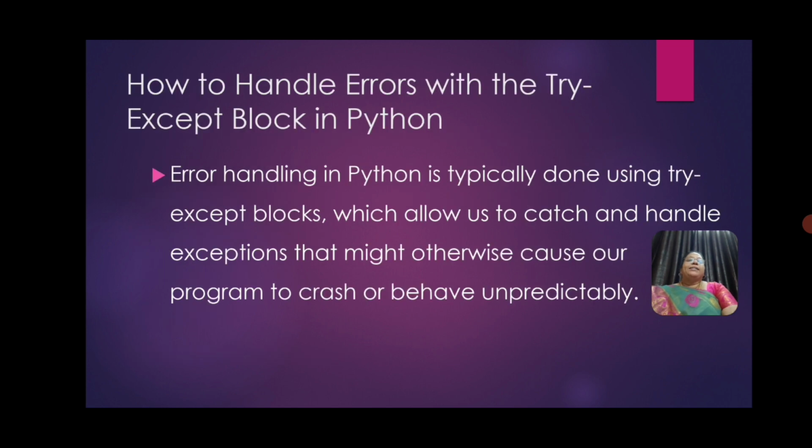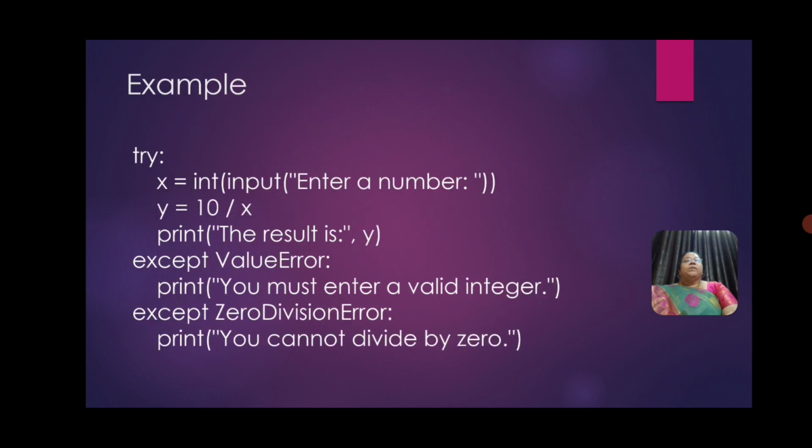How to handle errors in Python? Here we can handle errors by using a try except block in Python. Example, try: x = int(input("enter a number")), y = 10 / x, print the result is y, except ValueError, where we can have one print statement, you must enter a valid integer, except ZeroDivisionError, where we can have another print statement, you cannot divide by 0.